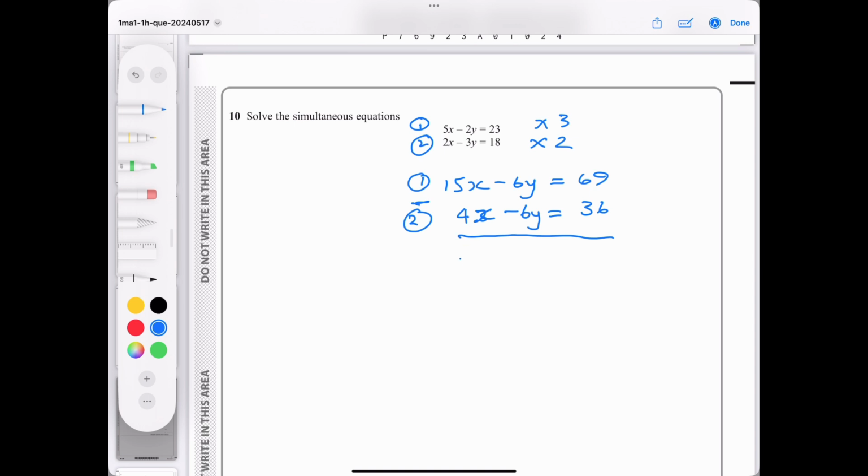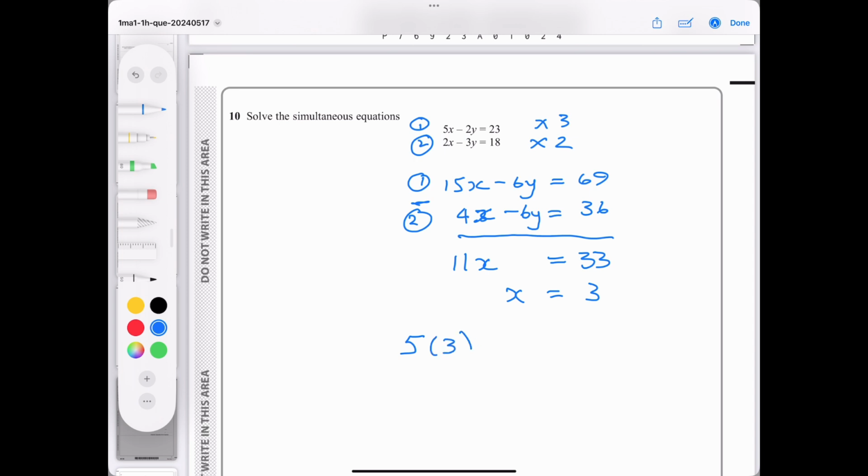Right, 15 minus 4 is 11x. We get rid of those, so we won't worry about them, equals 33. Now that's nice, because that's nice and easily divided. X equals 3. Then you have to decide what's easier, but it's probably quite easy to do this.